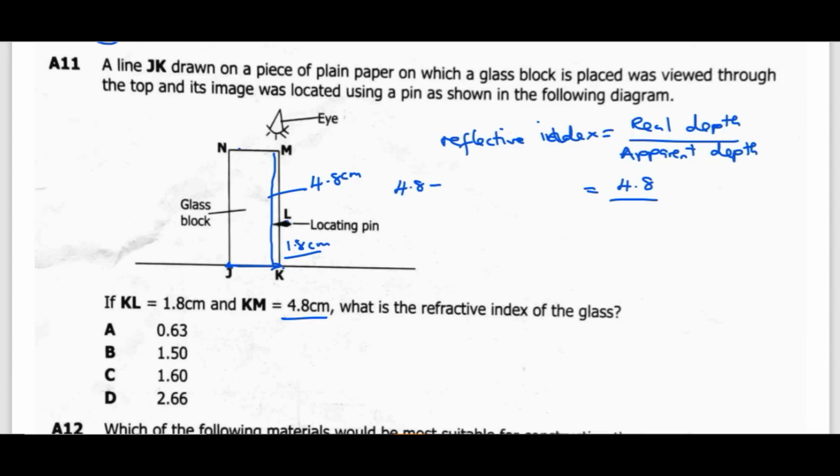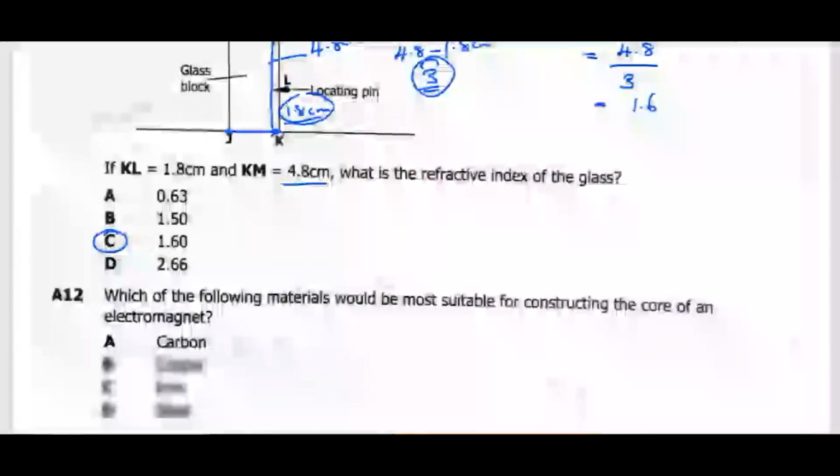So we say 4.8 minus KL, which is 1.8 centimeters. When we subtract, we're going to have 3. This 3 is the apparent depth. And then when we calculate on our calculator, we're going to have 1.6. So the answer here is 1.6, which is C. We can move.